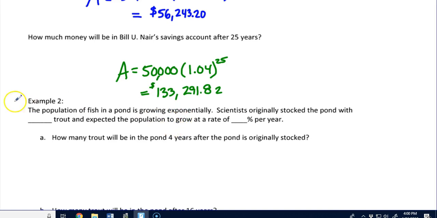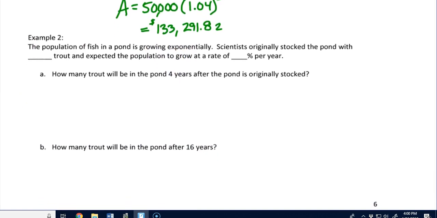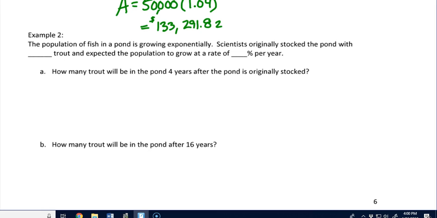I have one last example I'd like to finish with. Say scientists have stocked this little pond with trout, right? You have 120 trout, and you're expecting it to grow at a rate of 17% per year. With that given information and the knowledge you have, I'd like you to find how many trout will be in the pond after 4 years, then try to find out how many trout will be in the pond after 16 years. Play the recording to check your answer if you need help.